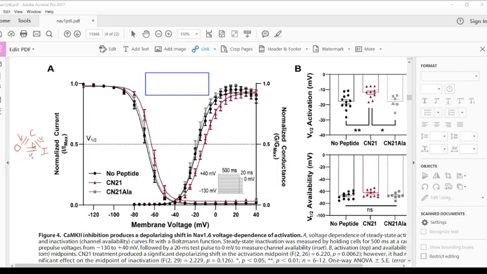So what we want to know is, how does the opening and the inactivation depend on voltage? How can we figure that out? So usually what we do is, first of all, let's think about inactivation.